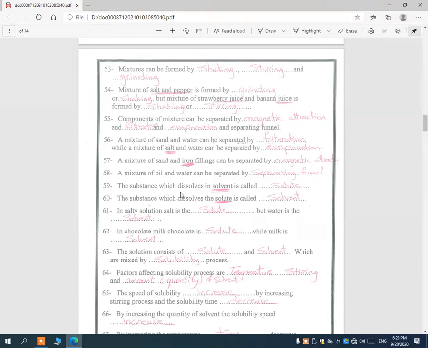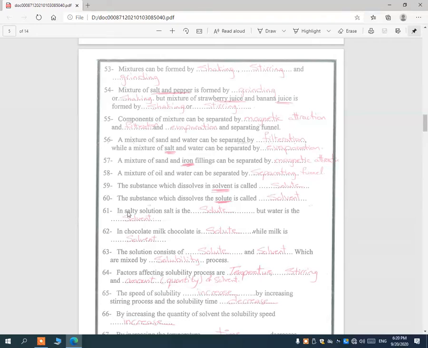59. The substance which dissolves in the solvent is called solute. When you see solvent, you must write solute. And what is the substance which dissolves the solute? It is called solvent. When you see solute, you have to write solvent. So solvent is solute and solute is solvent.